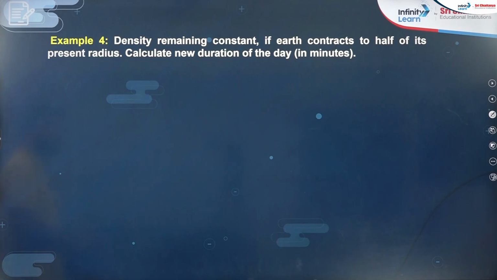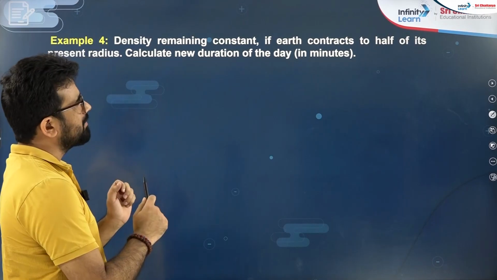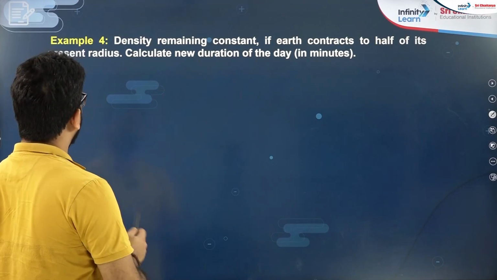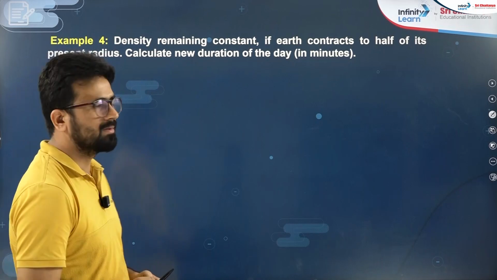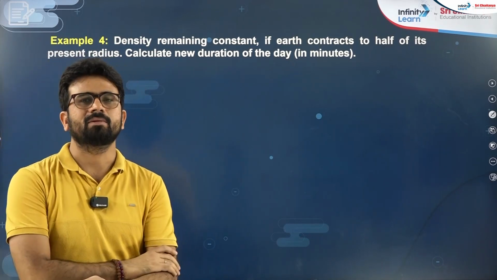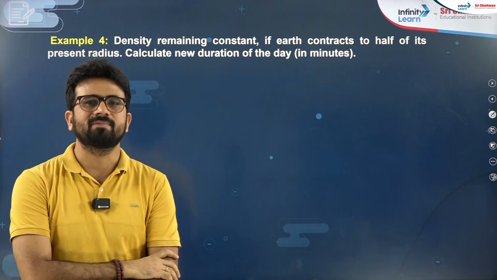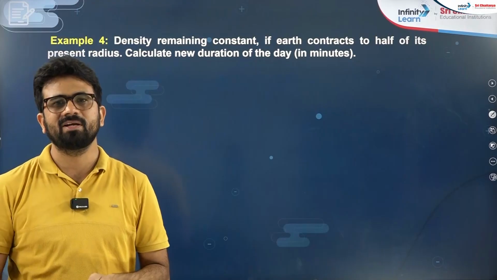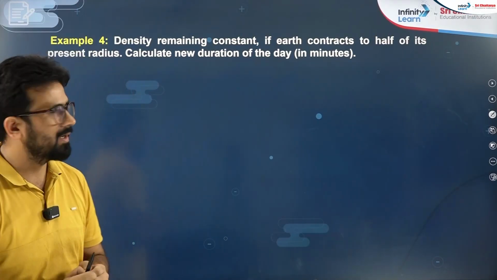Another good question: assume the density remains constant, and the earth contracts to half of its present radius. Calculate the new duration of the day. New duration means the day; sometimes we call this the length of the day. New length of the day. Length of the day means right now we have 24 hours.